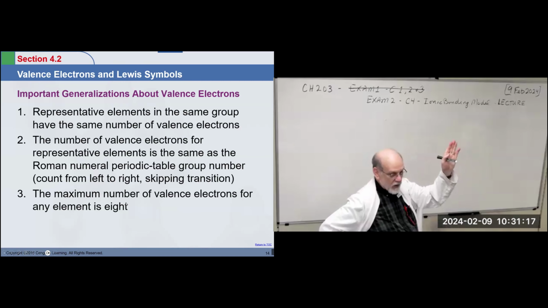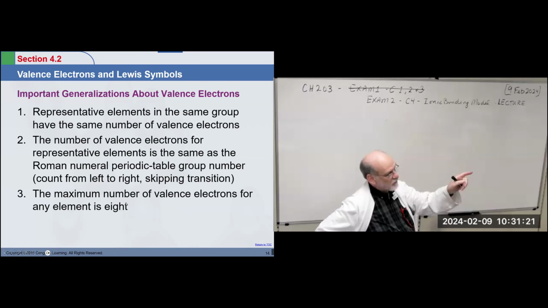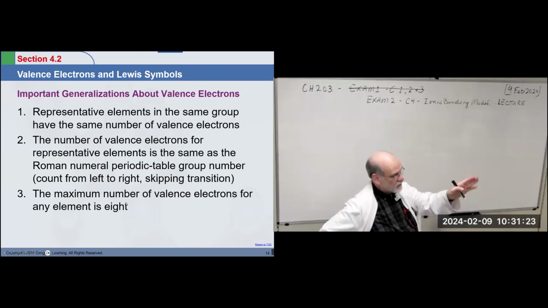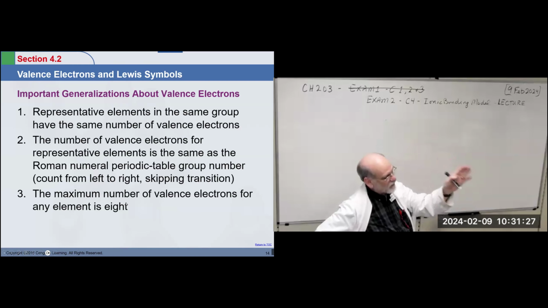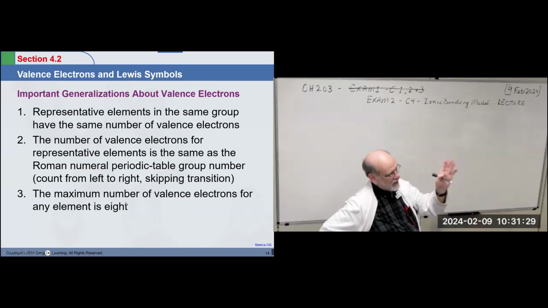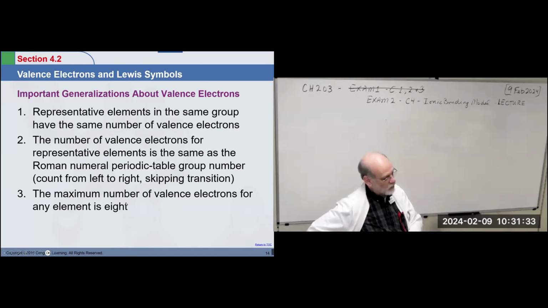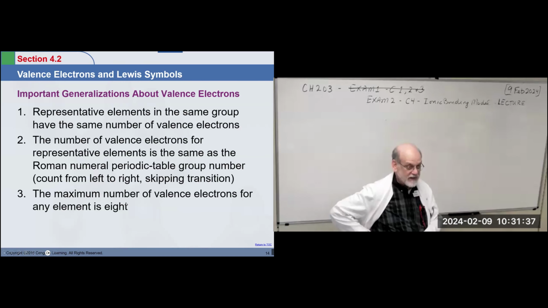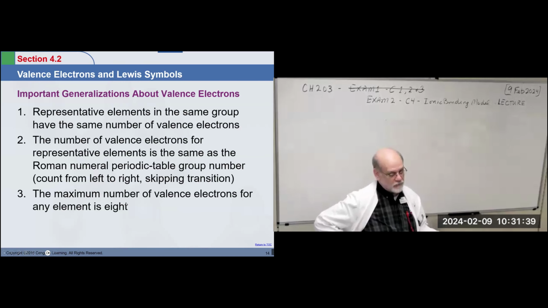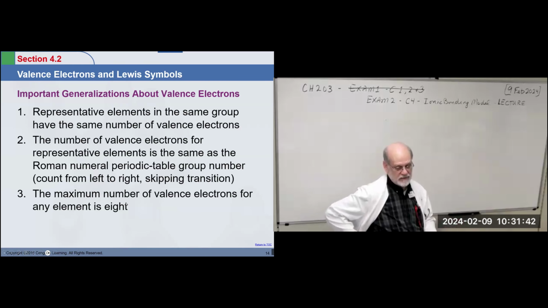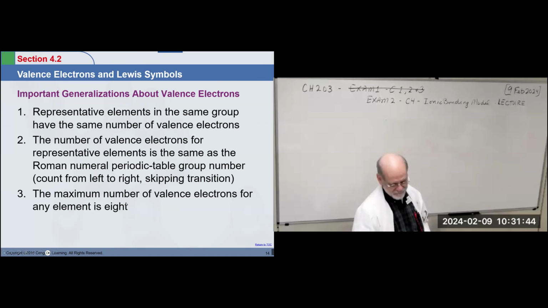So the first column, they all have 1 valence electron. Second column, 2. Boron column, 3. Carbon, 4. Nitrogen, pnictogens, 5. Chalcogens, 6. And halogens, 7. And the noble gases have 8. They have a complete octet already. That's why they don't play with anybody. They don't form bonds because they don't need to. They've already got their octets.